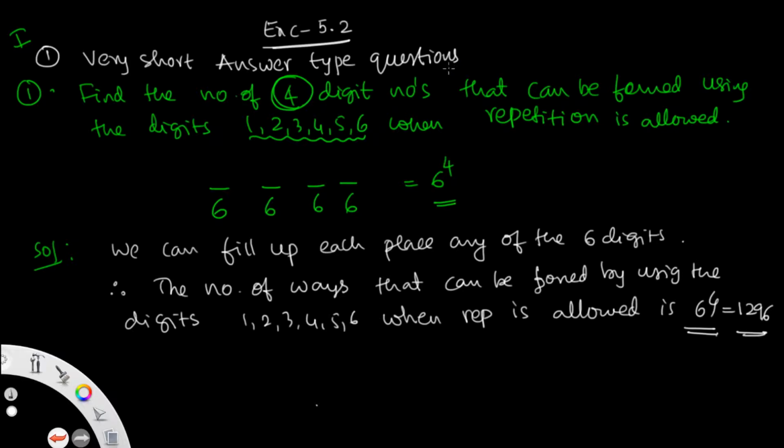So the number of boxes to fill is 4, formed using the digits 1, 2, 3, 4, 5, 6. We can fill each place with any one of the given digits, 6 ways. The second place can also be filled with any of the given digits, since repetition of things is allowed, again 6 ways. Similarly the third and fourth places. Therefore the number of ways using the digits 1, 2, 3, 4, 5, 6 when repetition is allowed is 6 into 6 into 6 into 6, nothing but 6 power 4, that is 1296. So this is the first question.